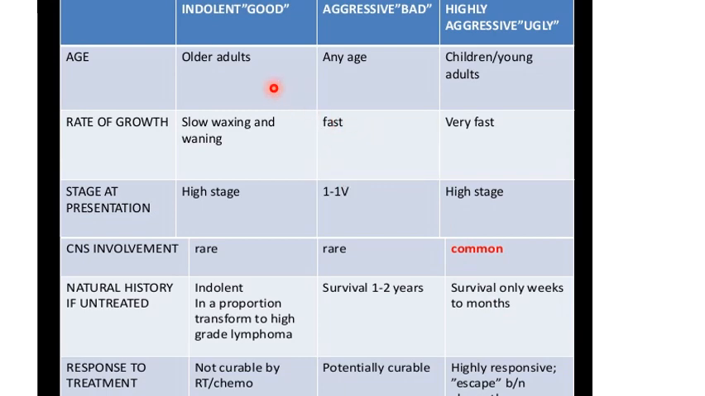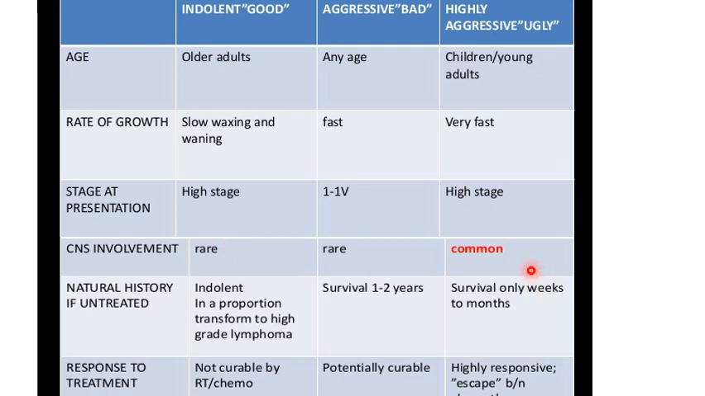And this slide further discusses the differences between the high grade and low grade lymphomas. Generally, low grade occur in the older group and high grade in young adults and children. If you take the stage of presentation, since it's a slow growing disease, it presents in the higher stage. And again, even this one, because it's rapidly growing, it also presents in the high stage. And CNS involvement is common in high grade lymphomas.